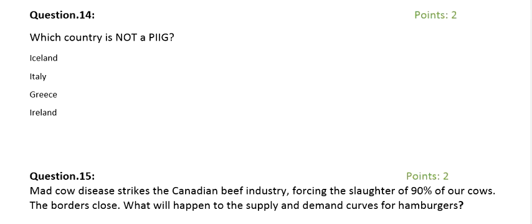Question number 14. Which country is not a PIIG, or sometimes PIIGS? It's an acronym referred to 4 or 5 countries in Europe: Portugal, Italy, Greece, Ireland, and Spain, which we don't have here, the Spain, so in this case it will be Iceland. 2 points.